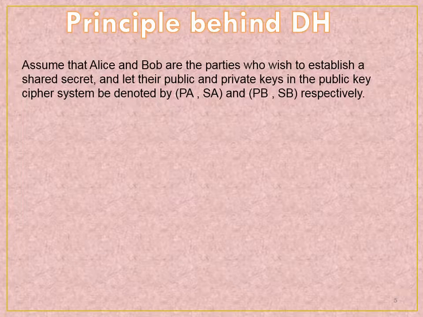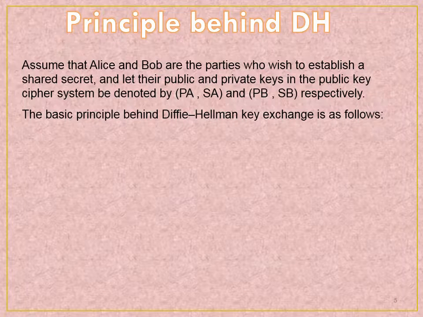In this slide we will see the basic principle behind DH, or basically what it does. Let us assume that Alice and Bob are the two parties who wish to communicate securely through a secure channel, or who wish to establish a shared secret key. Let their public and private keys in the public key cipher system be denoted by PA and SA for Alice, and PB and SB be Bob's public and private keys respectively.